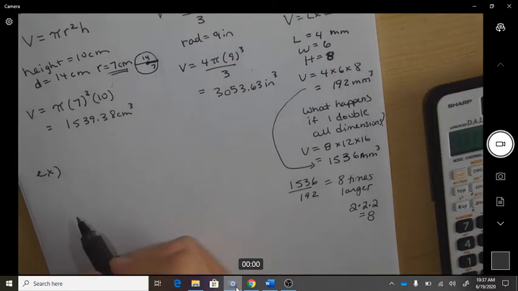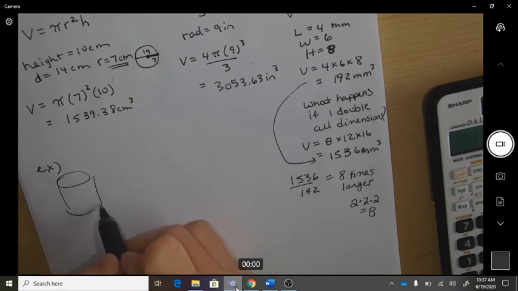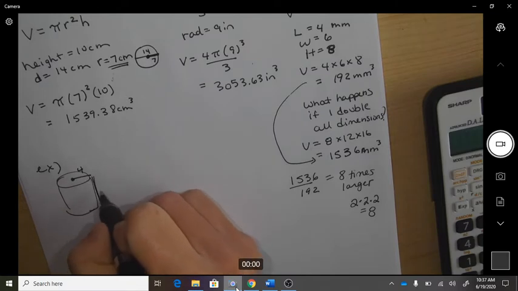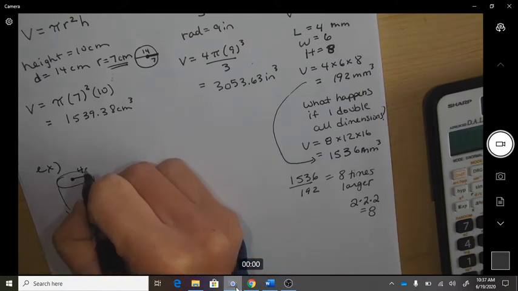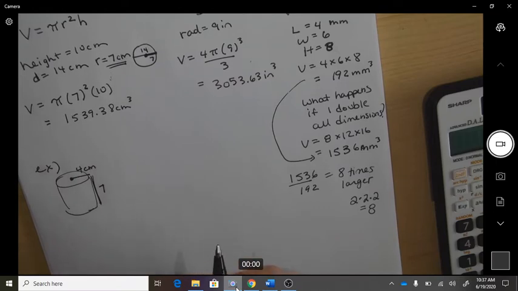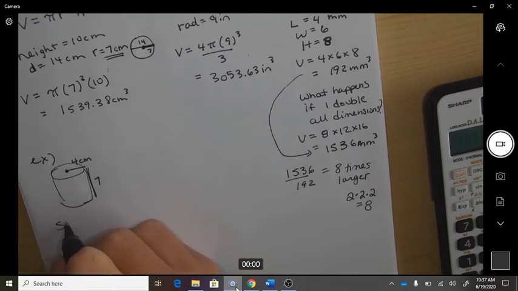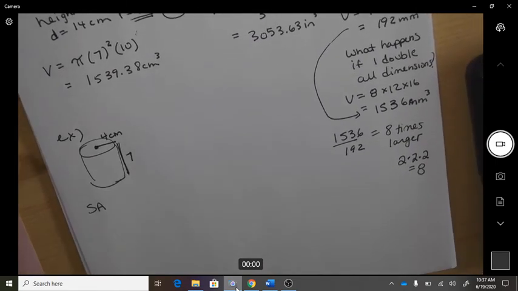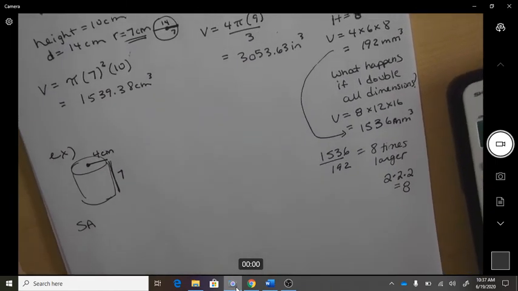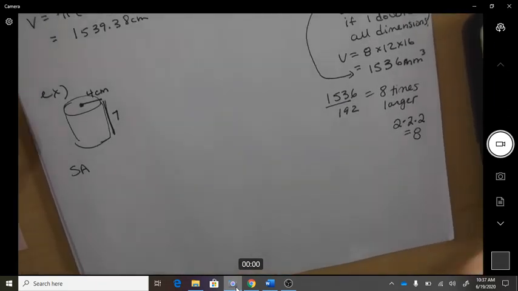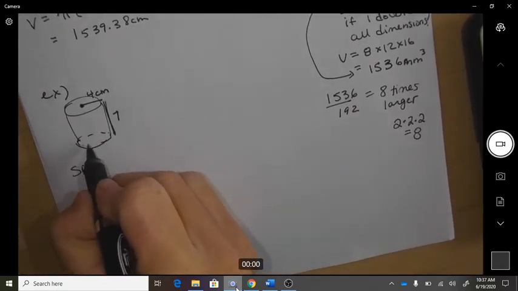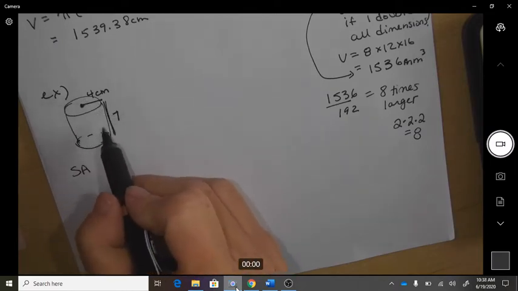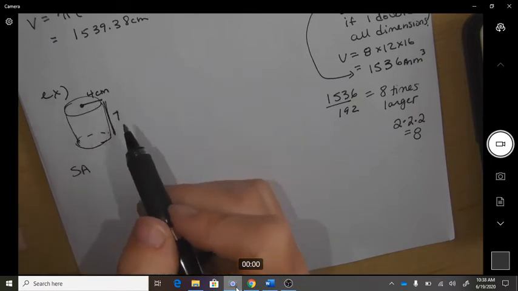Okay, so here's an example. The shape, we'll do a drawing. So 4, that's 7, and we're going to go in centimeters. Now I'm going to get you to find the surface area and the volume. Surface area is like what you could paint or what you could touch. If you are going to paint this cylinder, you would have a circle on the top, a circle on the bottom, and then the middle part around.